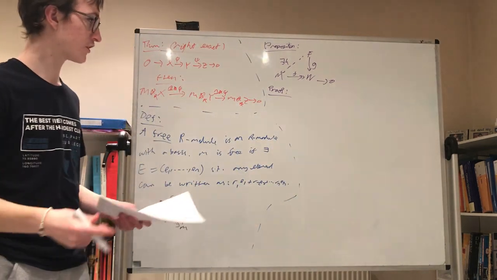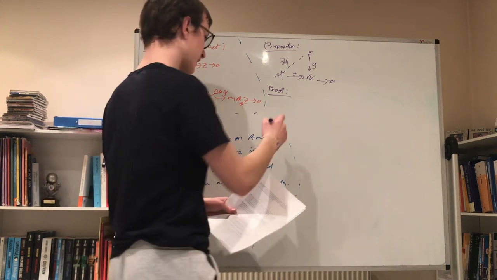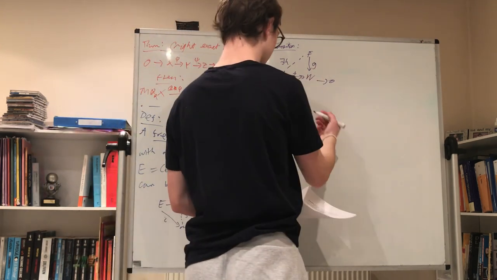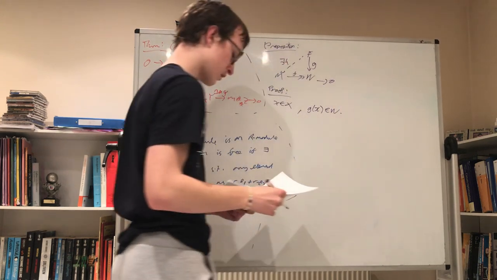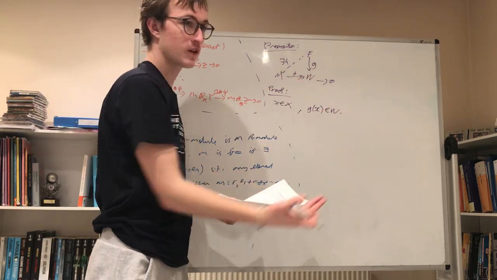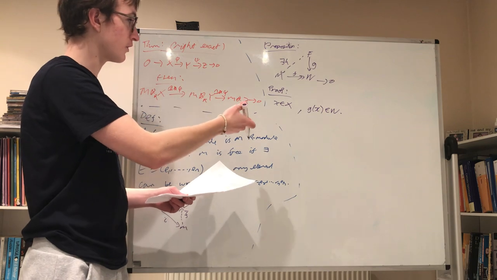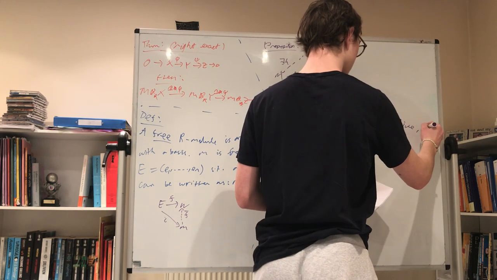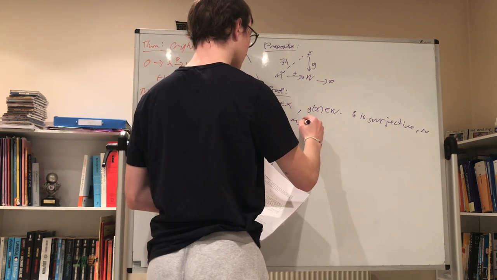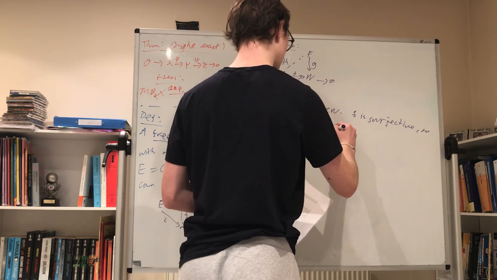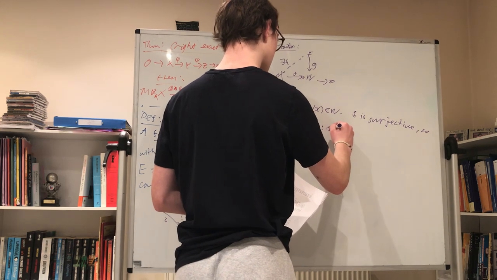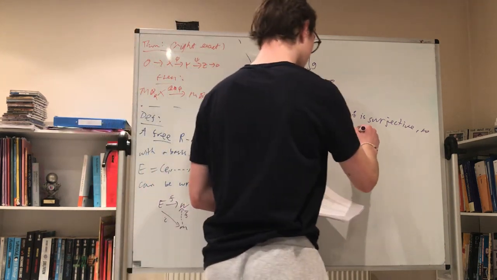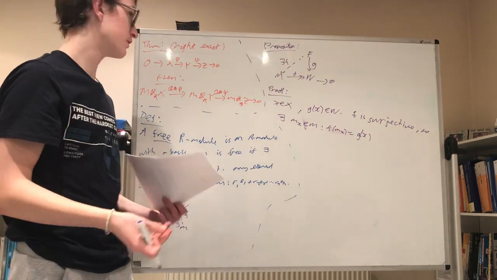So the proof. Let's say X is the basis of F. So if we have some x in the basis, then we can consider the image g of x. So g of x is in N. Now, f is surjective, right? So since f is surjective, there exists some m_x in M such that f of m_x is equal to g of x, right? Why is that? Because f is surjective, that's the definition of surjectivity.